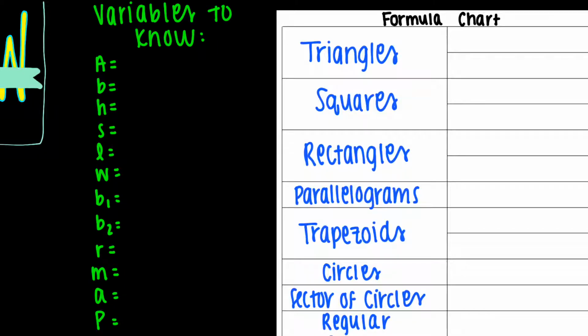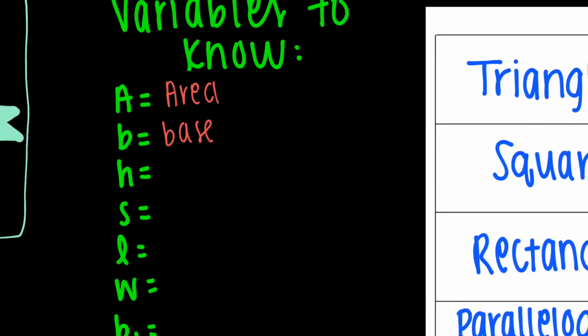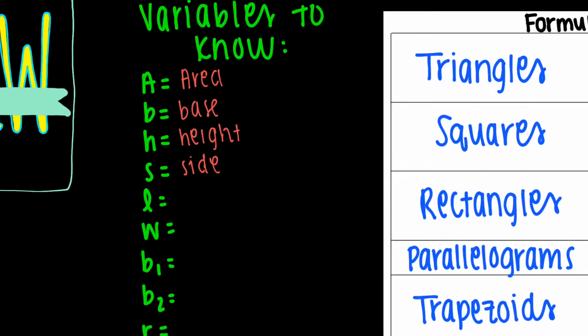So first things first, there are some variables you need to know. If it is a big A, that stands for area. If it is a little b, that is base. A lowercase h is height. S stands for side. L is length. So that means that W is width.